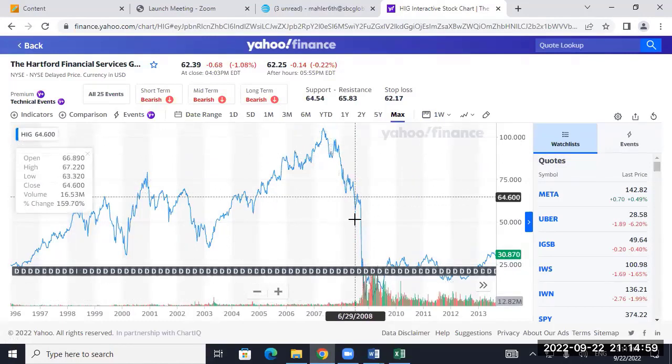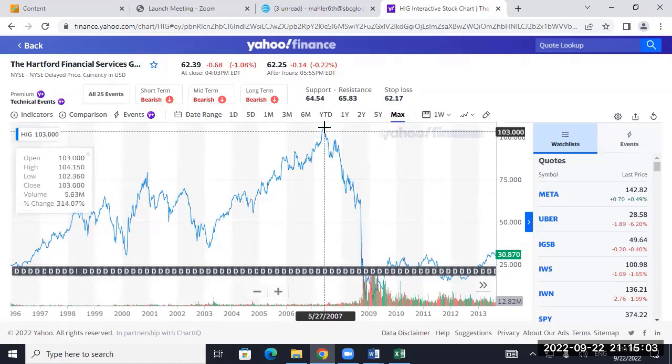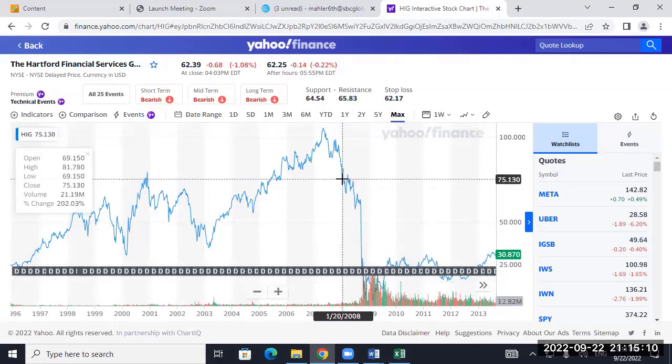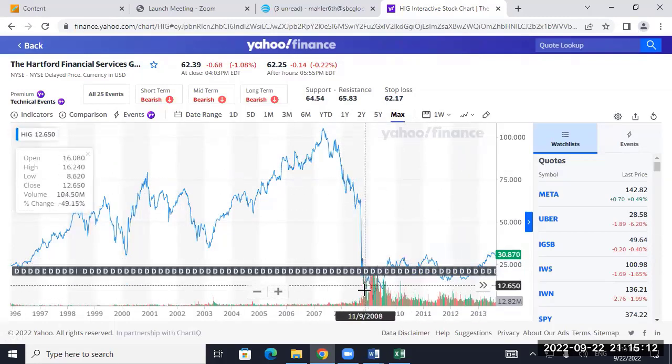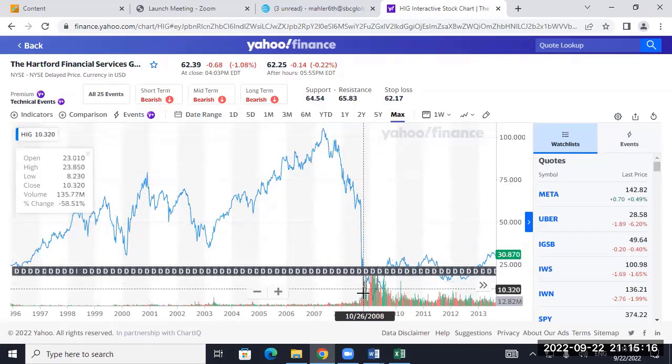So here's the 2008 crisis. What do you notice with Hartford? Their stock went from 103 to, I can't even see the bottom of that. 103, whatever that is down there. That's like an 80-90% drop. The stock market didn't drop that much. So why did Hartford drop so much?